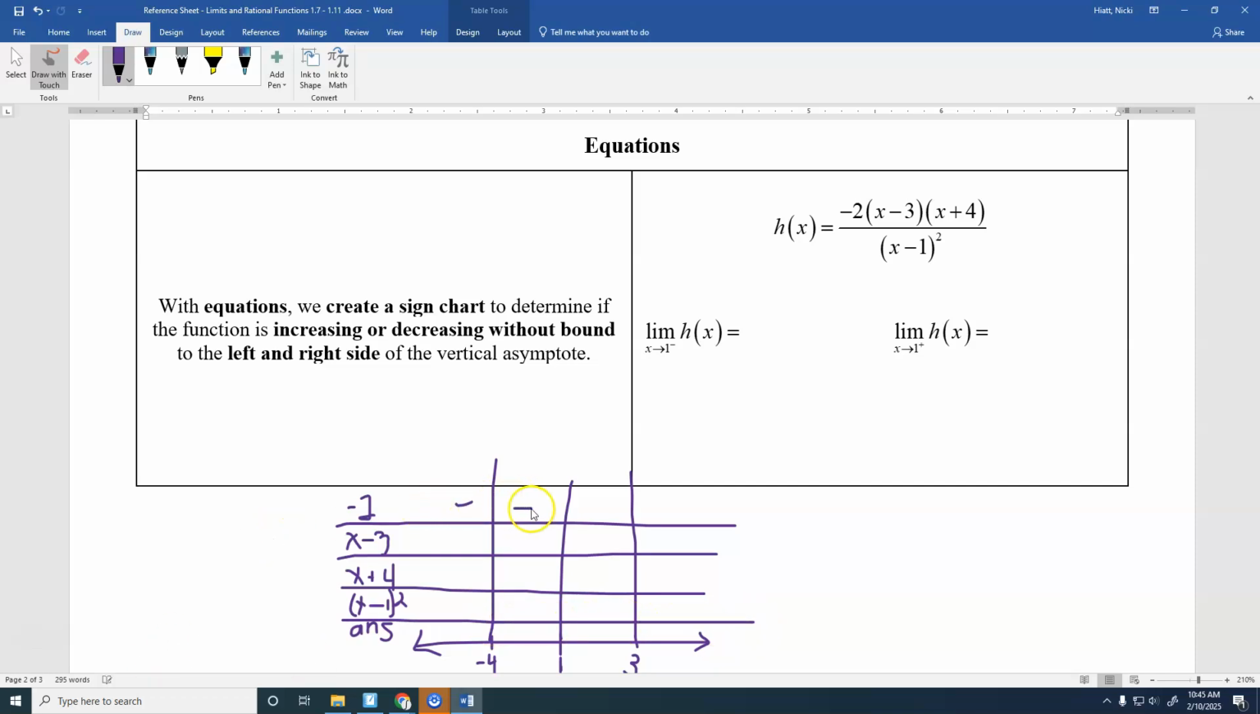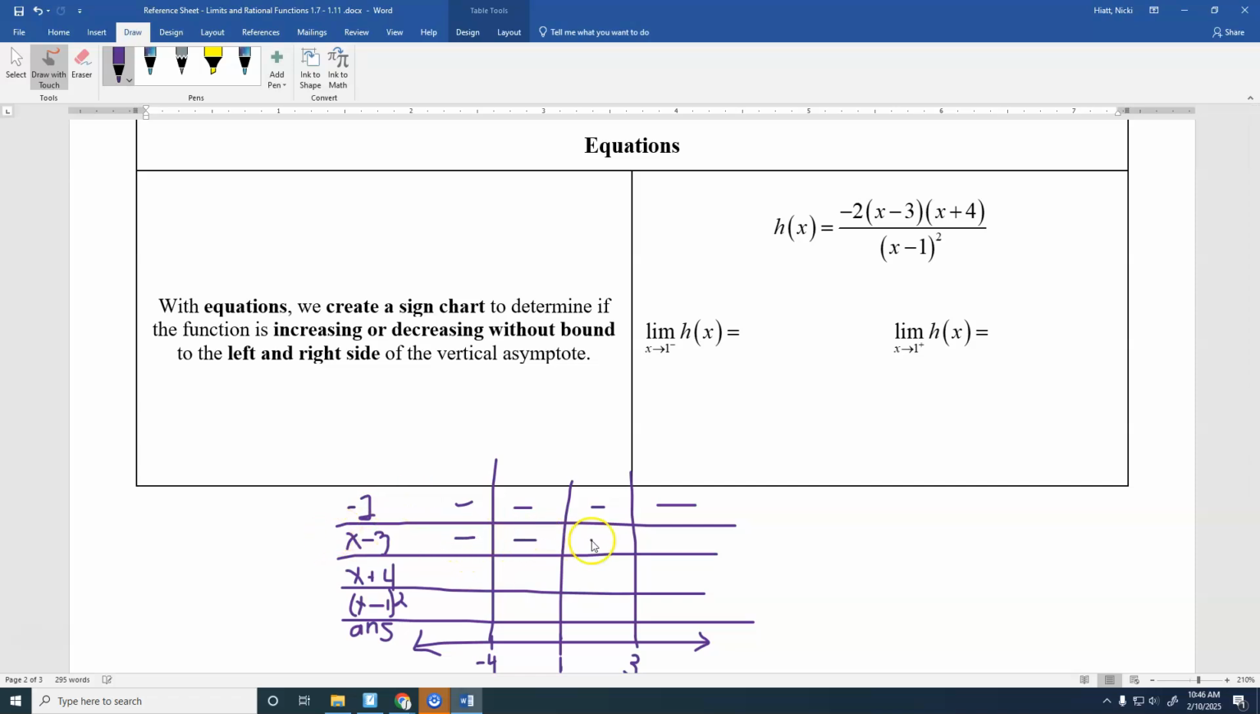So -2 is negative all the way across. But it does affect your answer. If you leave it out, you'll get the opposite of the correct answer. And if it's a positive number, technically you could leave it off because the positive's not going to change anything. But best practice is to always put it there so you don't mess up when it is negative.